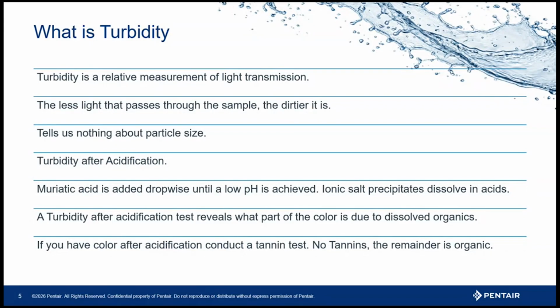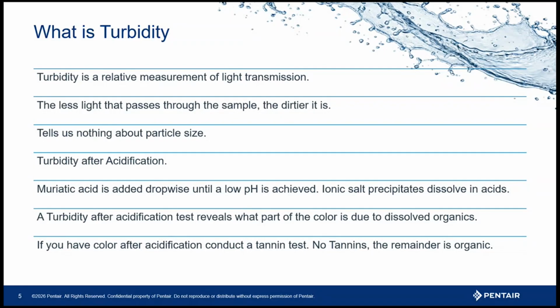Okay. But if you test turbidity after acidification, this is a test you can do in the field as well if you'd like, but this is only going to tell you if organics are present over dissolved particulate that's of a mineral nature like iron oxide. You take muriatic acid, add it dropwise into your solution in a small vial, maybe 10 milliliters, something like that, until you get a pH between 2 and 3.